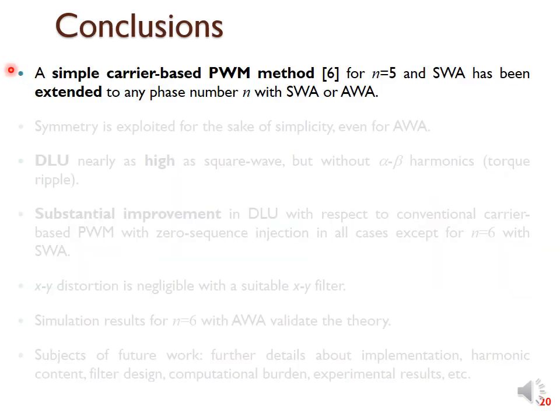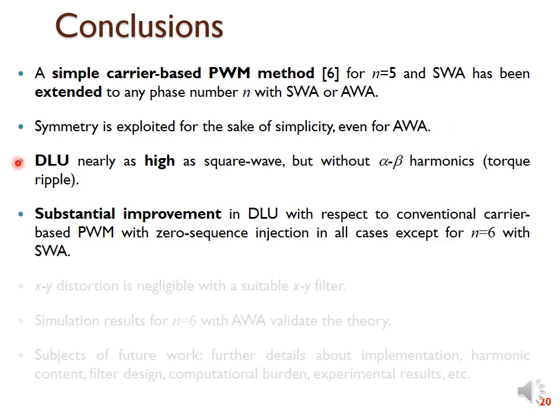To sum up, we can conclude that in this paper, starting from a simple carrier-based PWM method that was originally proposed only for 5 phases asymmetrical windings, we have extended it to any phase number n with either symmetrical or asymmetrical windings. The symmetry of the phase voltages during the different regions within a fundamental period has been exploited for the sake of simplicity, even for asymmetrical windings. The proposed PWM method attains nearly as high DC-link utilization as a square wave, but without the alpha-beta harmonics and torque ripple of the latter.